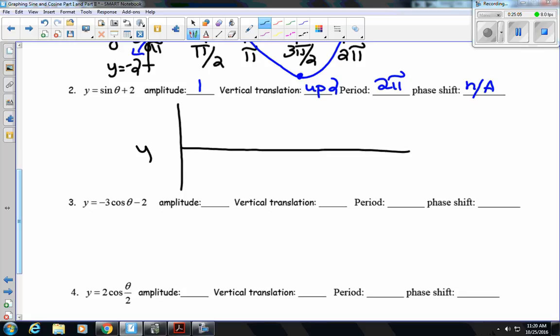So my new midline, y equals 2. It's now y equals 2. What's my new max? Y equals 3. And what about my min? Y equals 1. Start at your midline and apply your amplitude. Our amplitude was 1, so from the midline we went up 1 and down 1. Okay? We have no phase shift, we have no period change, so 0 pi to 2 pi.